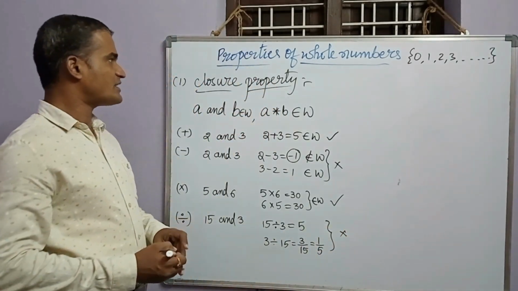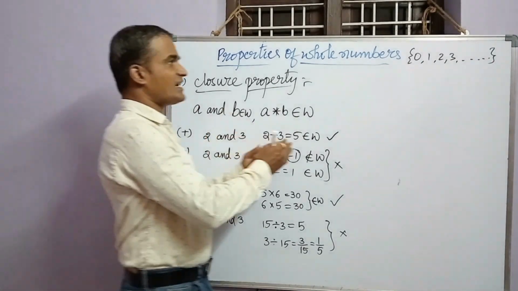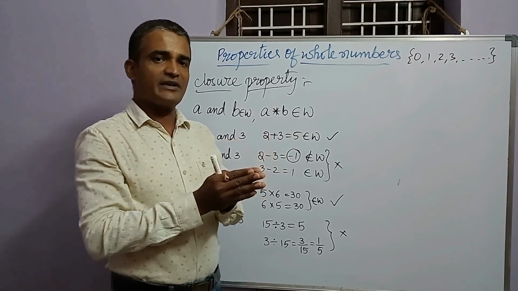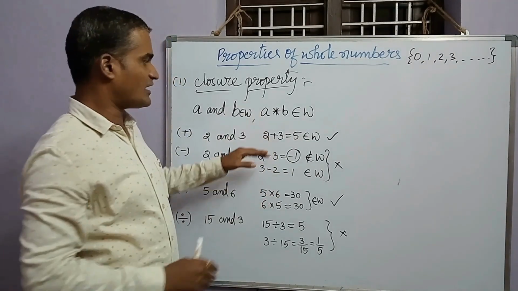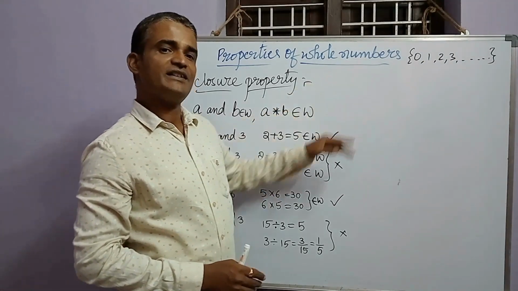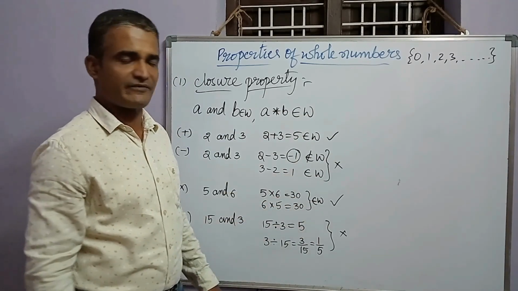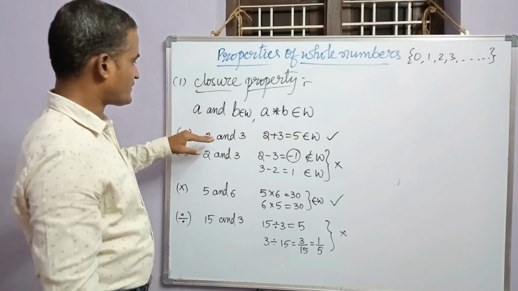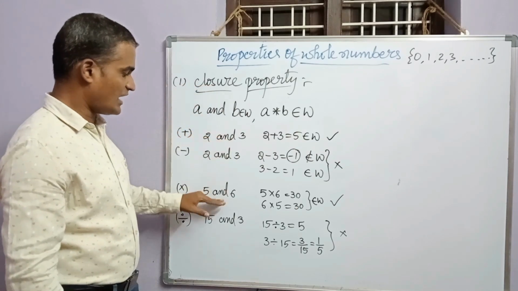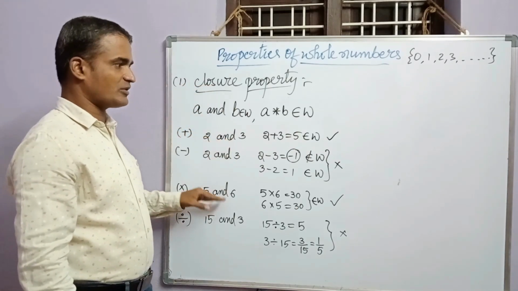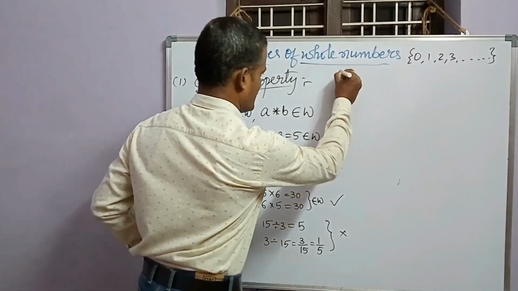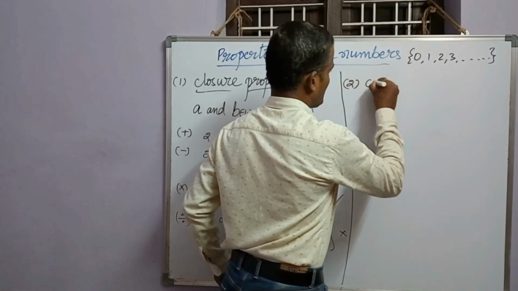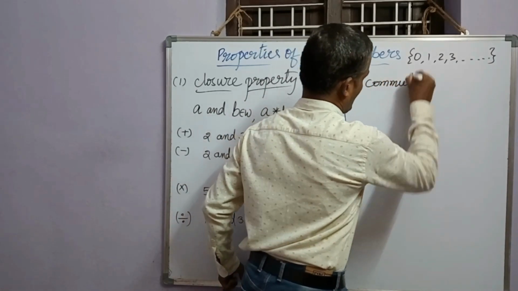So for the closure property, select any two numbers from the whole numbers group and do the operation. If all the time the answer belongs to the whole numbers, then closure property is satisfied. In the whole numbers group, closure property is satisfied under addition and under multiplication. This is the closure property. Now we'll go for the second property, the commutative property.